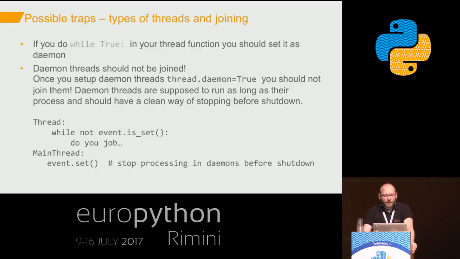And when we are at threads, there's a common misconception with daemons. If you have while true or something similar in your thread, it should be a daemon, and daemons should not be joined. Once you set up a thread as a daemon, it should just run as long as its process is running, and the only clean way of stopping it is up to you. So also don't use global variables. Don't define stop equals false and then iterate until it changes, because you might never know what will happen and when those threads will be stopped. So the common pattern is to use events: send an event in the main thread and wait for that event in worker threads.